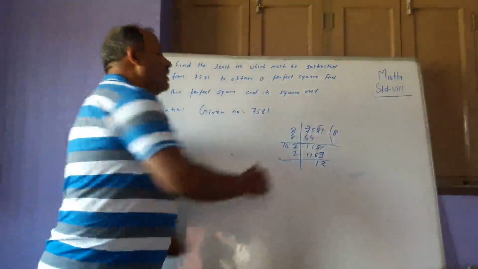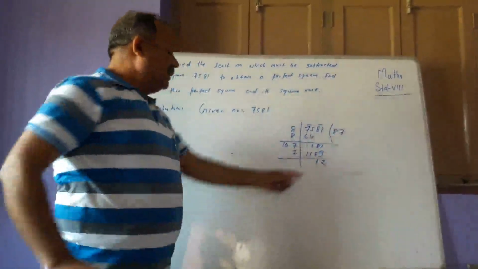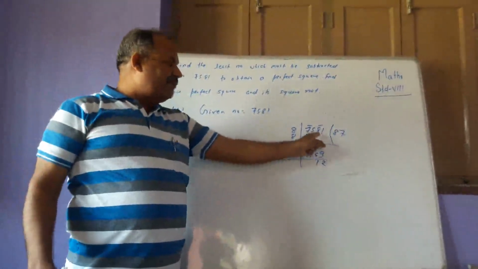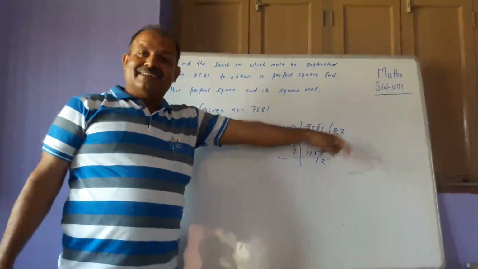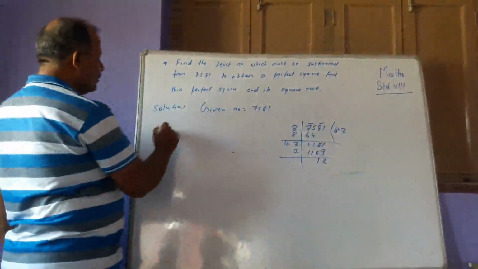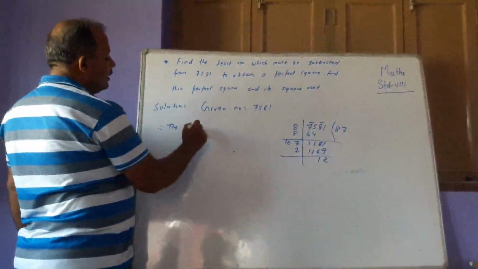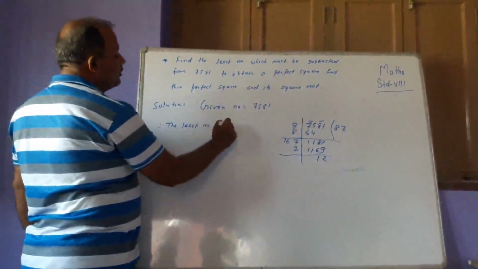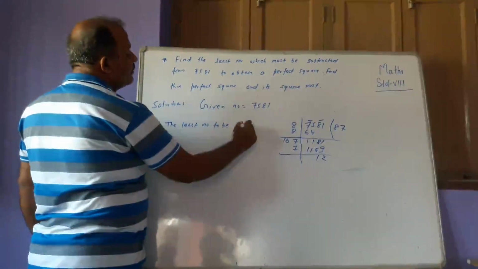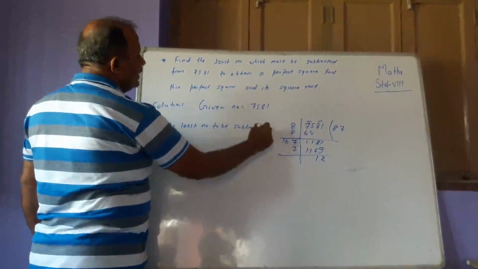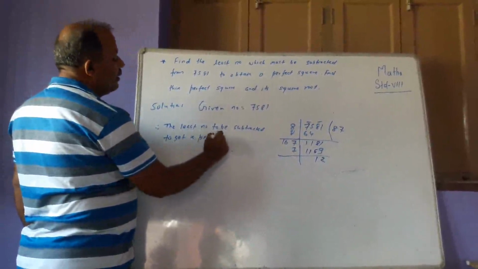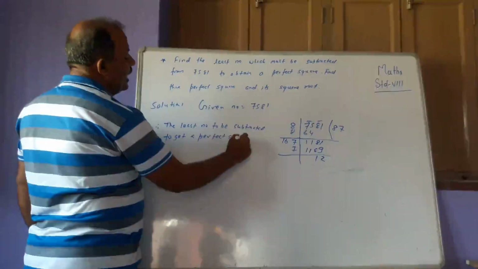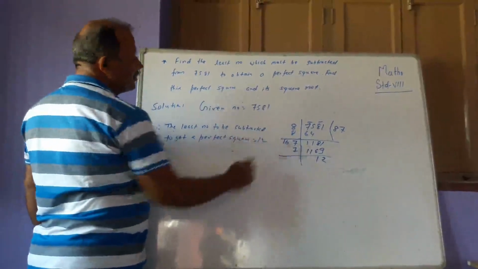This is the extra number. When this 12 will be subtracted from this number, we will get the square of 87. Therefore, the least number to be subtracted to get a perfect square is equal to 12.